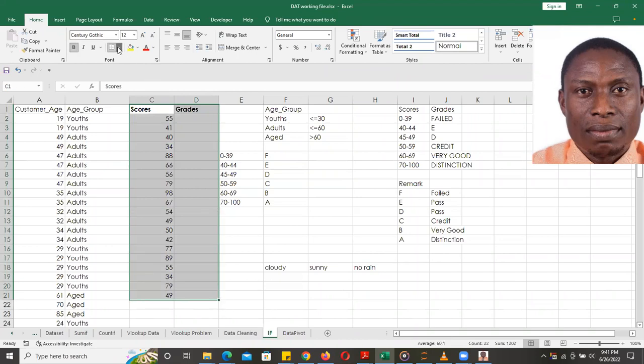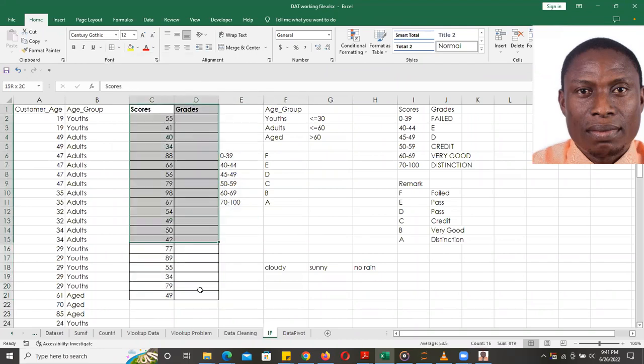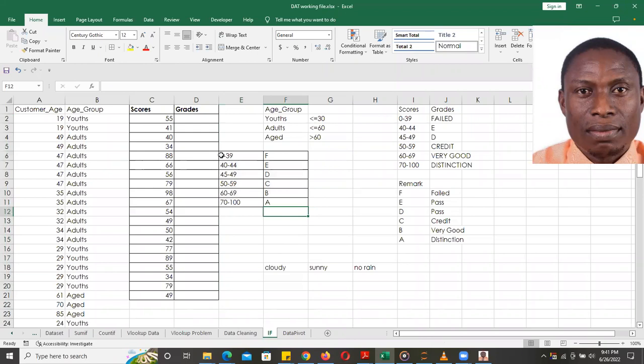Hello? Yes, sir. Okay, so I'm giving us this as an exercise, just practice. So you use this. Between 0 and 39, you grade it F. Between 40 and 44, you grade it E. Between 45 and 49, you grade it D. 50 to 59, C. 60 to 69, B. 70 to 100, A. That's what you are going to use to fill all of this.